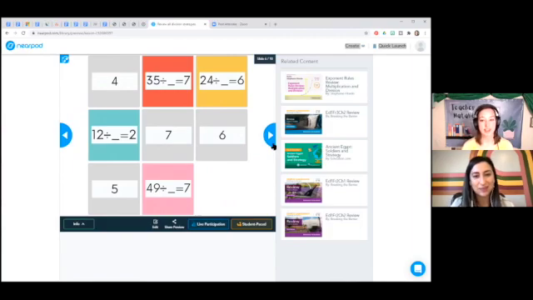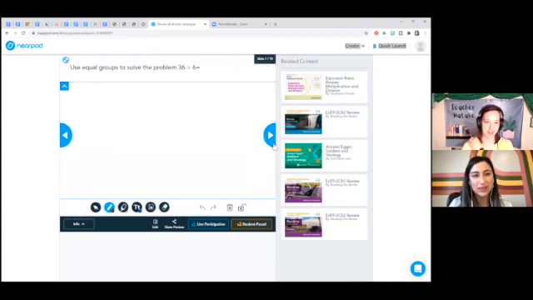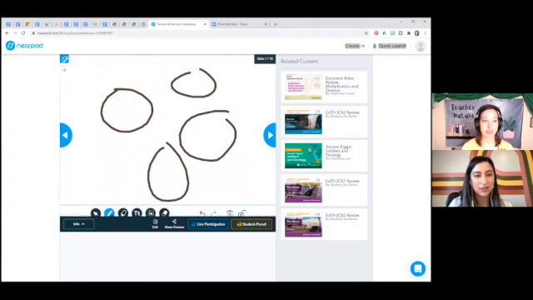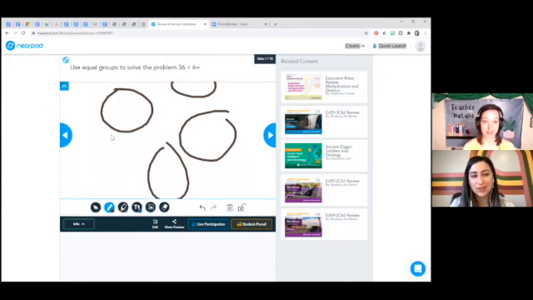And students, they just click on it and it'll turn green. They know when they got it right. Awesome. And then here's a draw slide. I just left it blank because I want them to draw all of the groups that they need to solve it. So that's an option too.